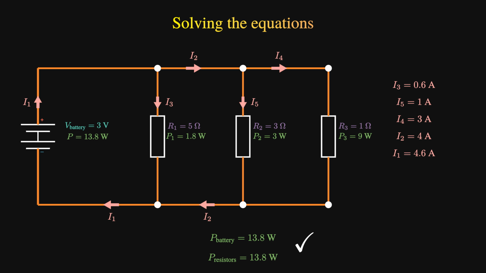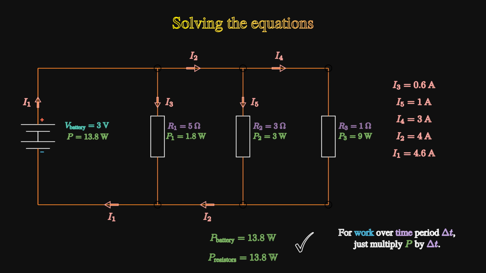If we want, we can also easily calculate the work done by each component over a period of time delta t by simply multiplying the power variables times delta t. So overall, using Kirchhoff's laws, we can find the current, power, and work done for any DC circuit. These two laws are extremely powerful and apply to any DC circuit no matter how complex it is.